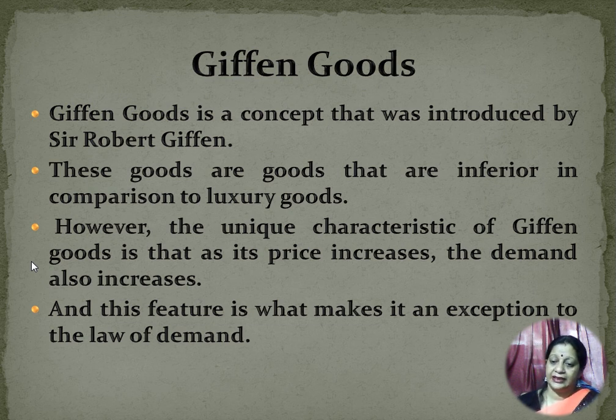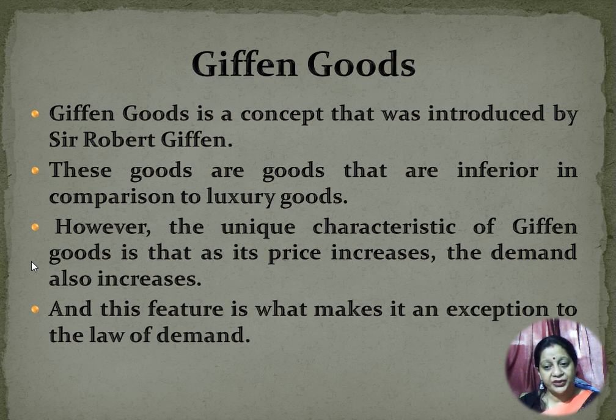So we can say that some of the commodities in the market are actually known by high prices, and those high priced commodities are kept under Giffen Goods. Or we can say that some commodities can easily be considered in the market only if their prices are high.